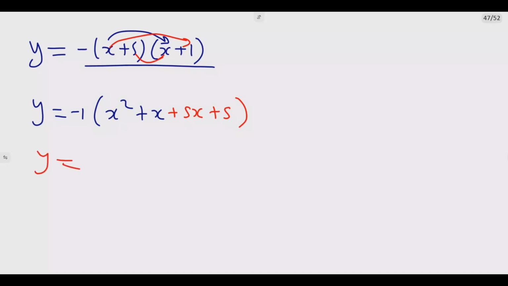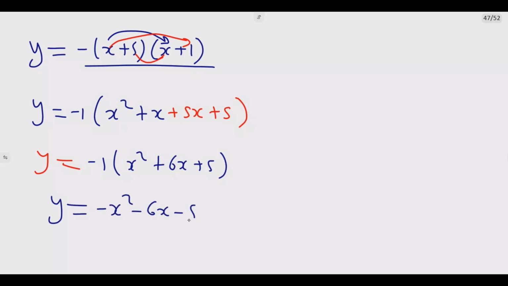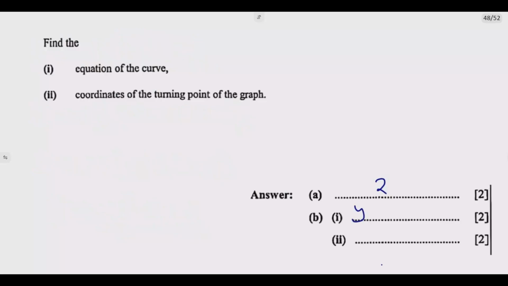Then we have y is equal to minus 1, then x squared, then plus 6x, then plus 5. So y is equal to minus x squared minus 6x minus 5. So this is the equation in itself. You can come here and write this equation, y is equal to minus x squared minus 6x minus 5. Then you get the other 2 marks.